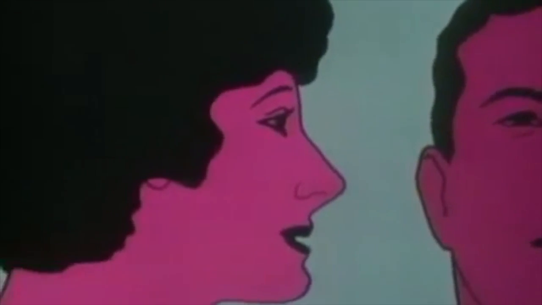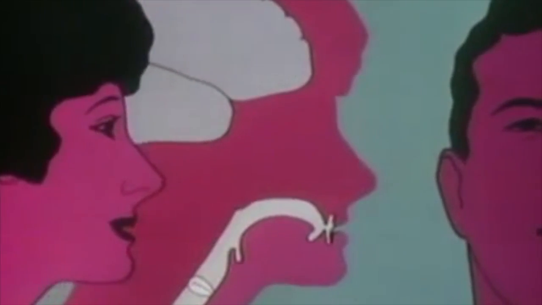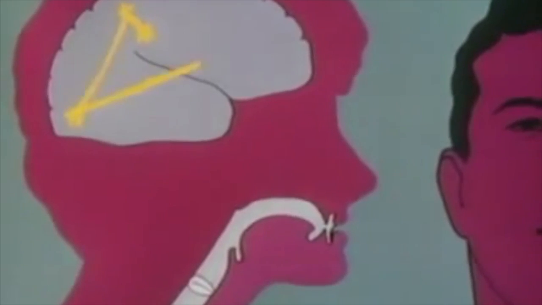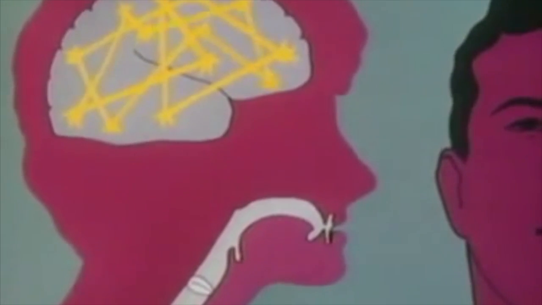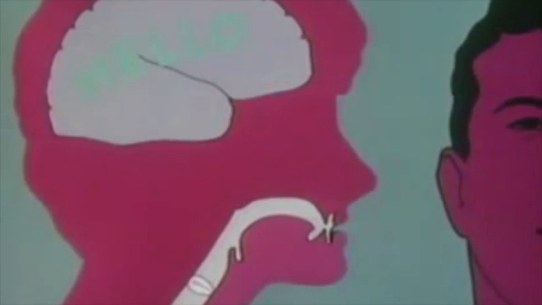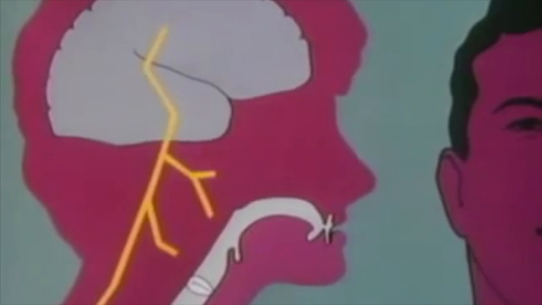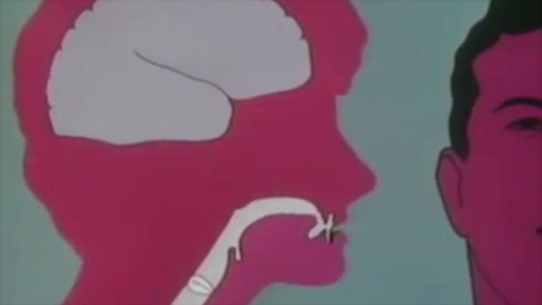The message to be sent begins as thought activity in the speaker's brain. Thought is then organized in the form of words. And the brain sends a message by way of motor nerves to the muscles that control the speech organs. These muscles then perform skilled movements and produce disturbances in the air, minute pressure changes which are transmitted as sound waves.